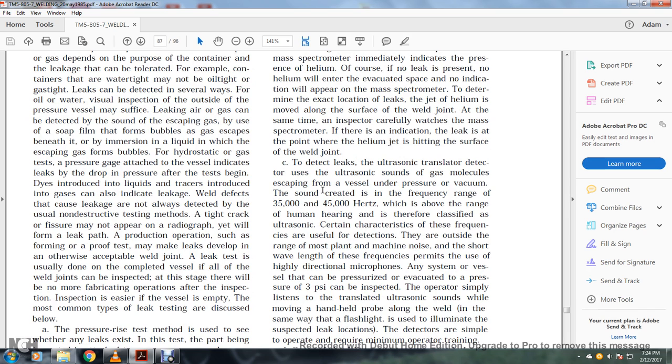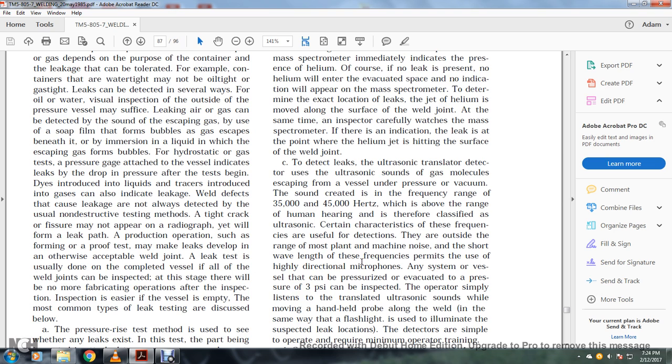C. The technique for the ultrasonic transducer and translator detector uses the ultrasonic sound of gas molecules escaping the vessel under pressure or vacuum. The sound is created with a frequency range of 3500 to 4500 Hz, which is above the range of human hearing and is therefore classified as ultrasonic. Certain characteristics, such as frequency, are useful for detection, since they are outside of the range of most plant machine noise, and other short wavelength frequencies permit the use of highly directional microphones.